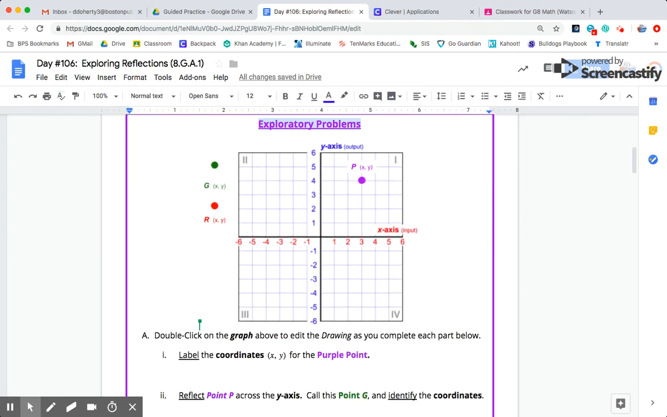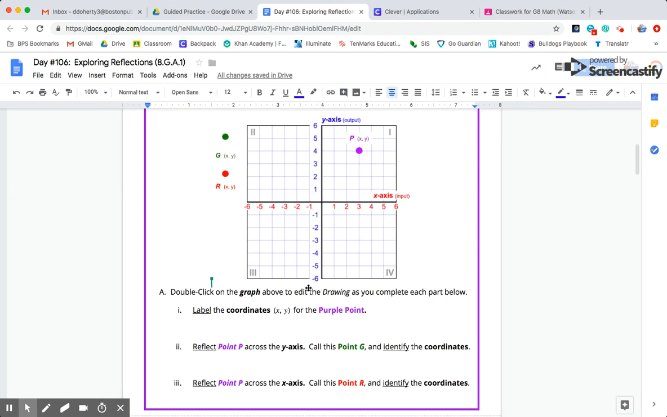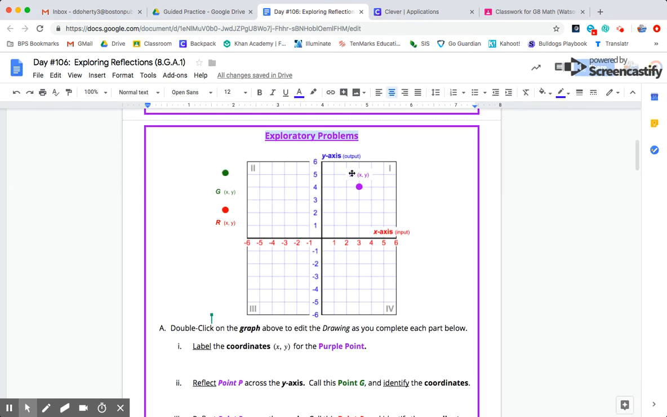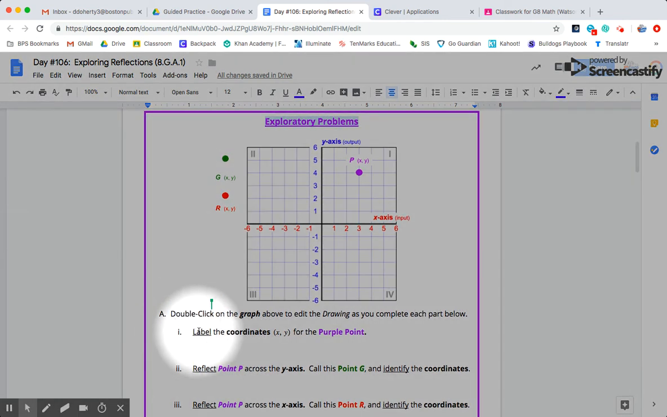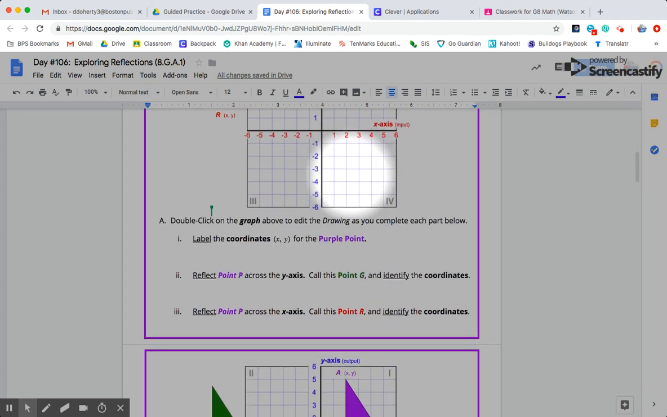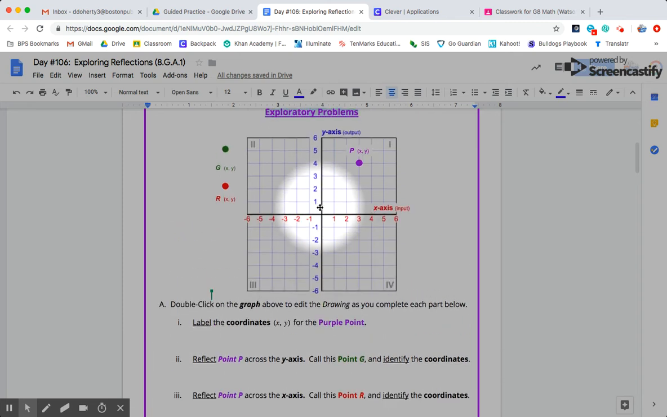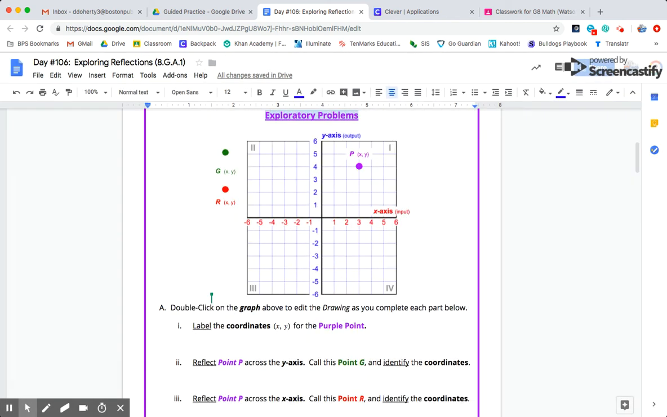As we take a look at the first set of exploratory problems today, this graph gives us point P, which is already on the graph, and we're going to work later with point R and point G. Our first job was to label the coordinates for purple point P. Then we were also going to have to do a reflection across the y-axis. That's where point G is going to end up, and then a reflection across the x-axis for point R.